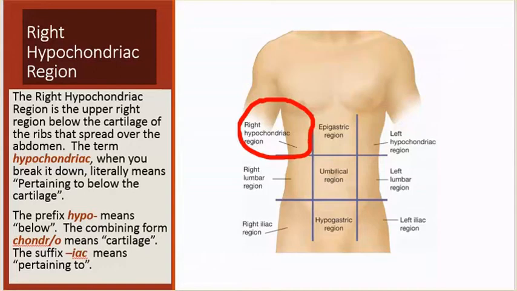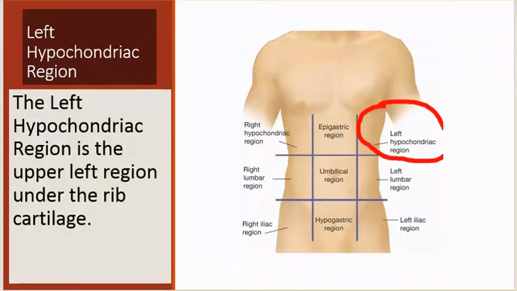Right hypochondriac region. The right hypochondriac region is the upper right region below the cartilage of the ribs that spread over the abdomen. The term hypochondriac, when you break it down, literally means pertaining to below the cartilage. The prefix hypo means below. The combining form chondro means cartilage. The suffix iac means pertaining to.